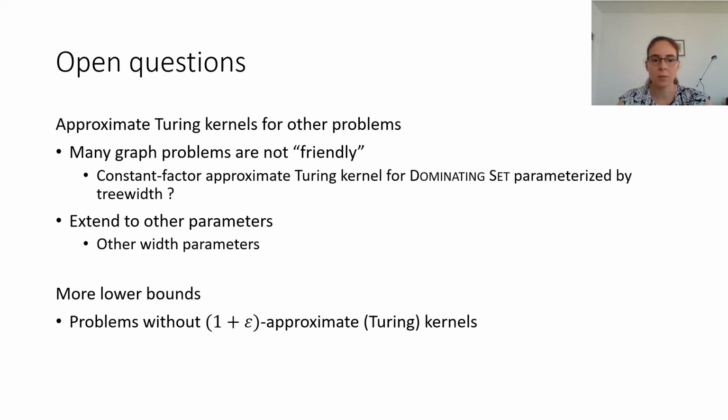And I would also be interested in more lower bounds. Could one prove that the problems for which we've now given 1 plus epsilon approximate Turing kernels don't have 1 plus epsilon approximate normal kernels? And also, is there some lower bounds? Are there some assumptions we can make to get lower bounds for approximate Turing kernels with respect to their size?